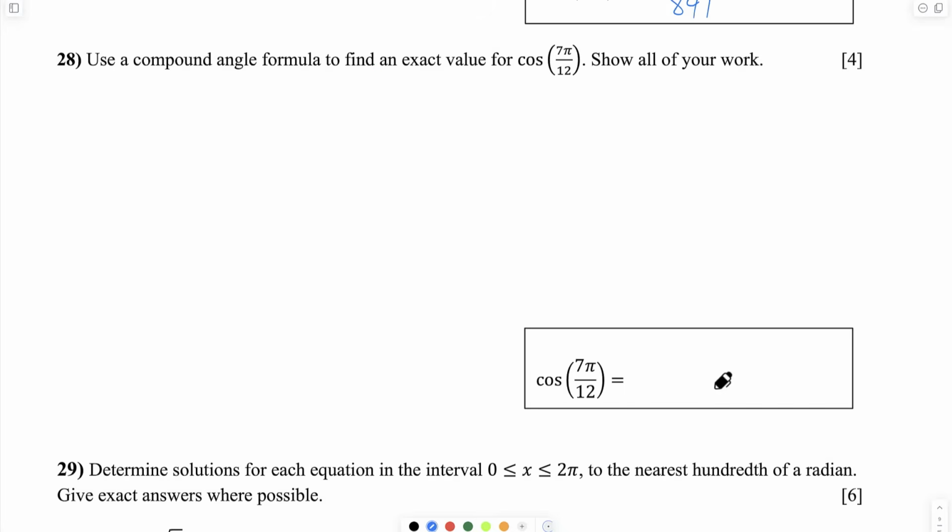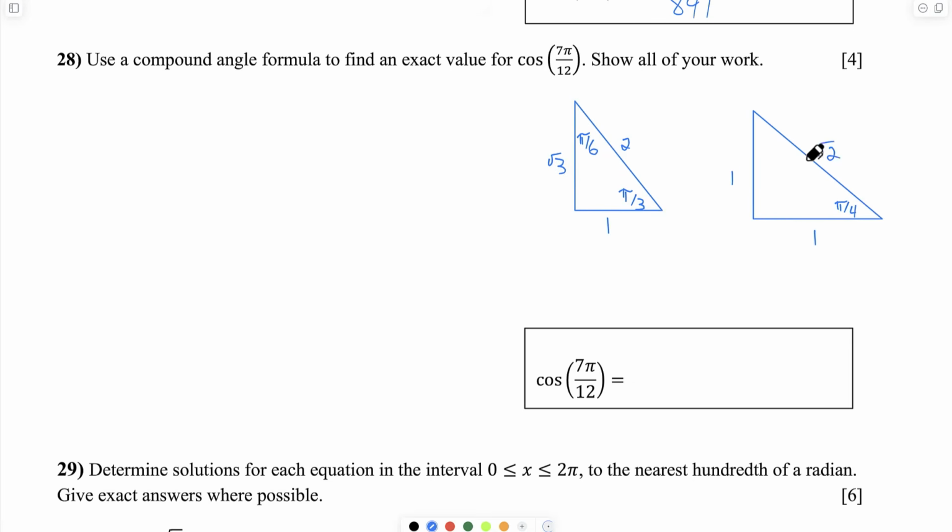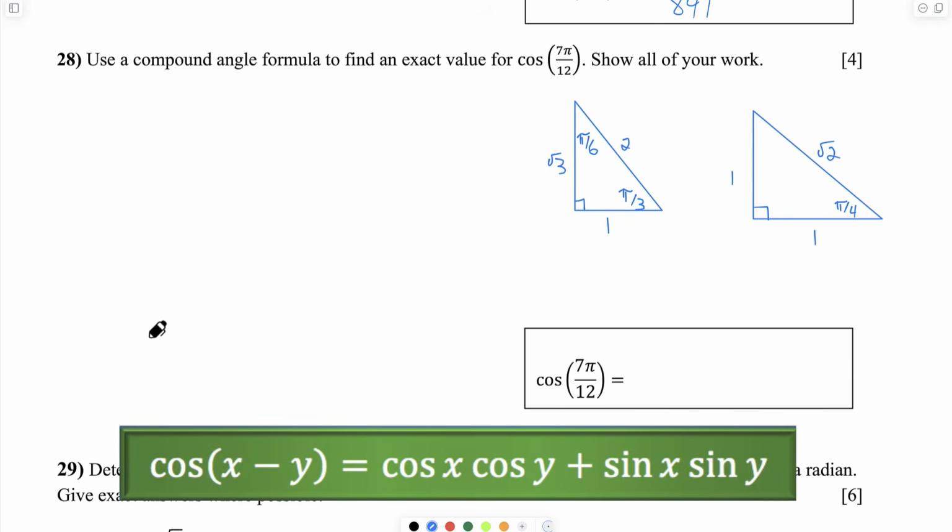Number 28 says use a compound angle formula to find the exact value for cosine of 7 pi over 12. I need to know a few things to be able to do this question. First of all, I need to know my special triangles, so let me draw those quickly. And I also need to know my compound angle identities for cosine. I'll show you that in a minute.